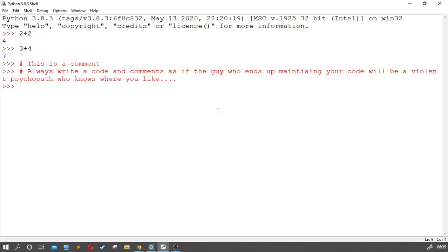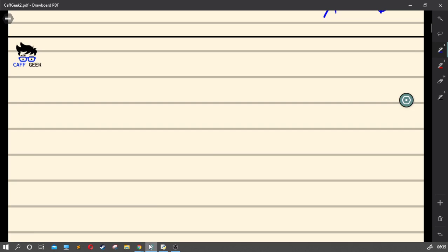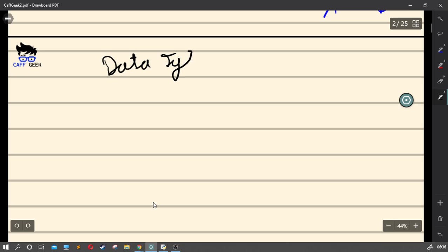Before starting ahead, let's talk about data types. So what are data types? Data types are kind of words, I would say, or different rules which are used by the interpreter or any programming language to understand what we are trying to convey to the computer. We have multiple data types.